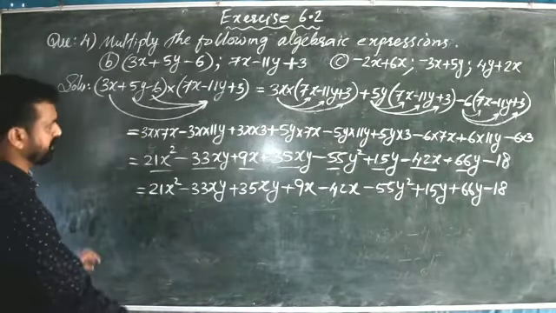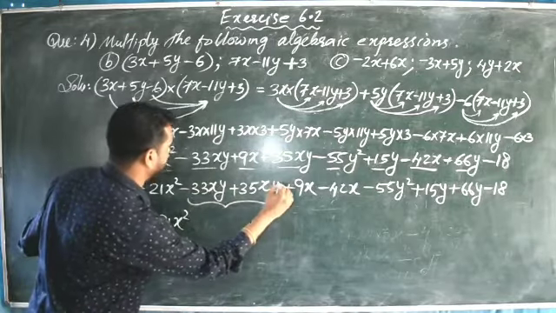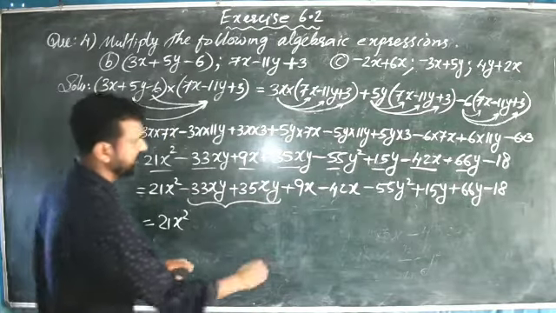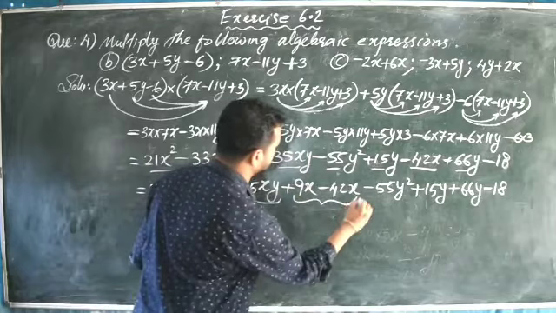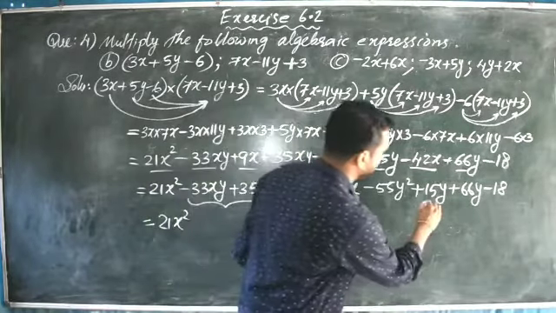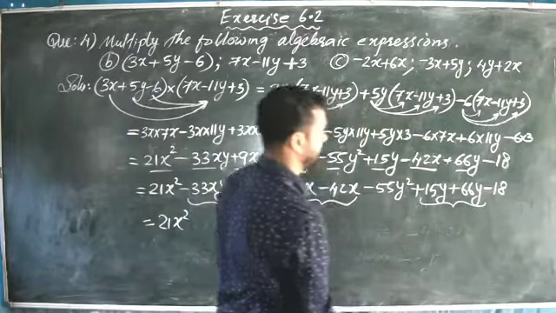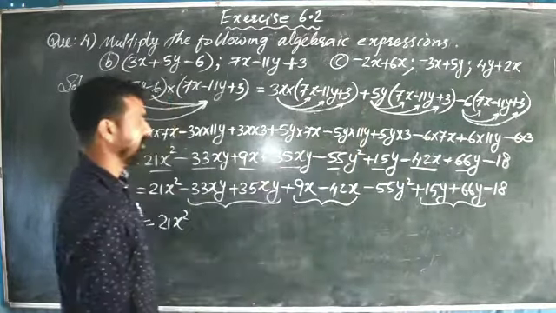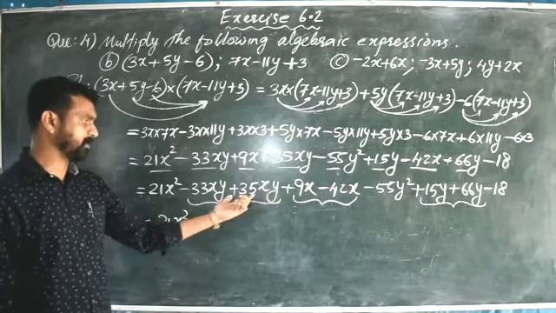21x square minus 33xy plus 35xy, we can add it. 9x minus 42x we can subtract. 15y plus 66y we can add it. Remaining are one term only. 21x square we wrote as it is. Minus 33xy plus 35xy, they are like terms. Their variables and powers are same, xy. So they are like terms.